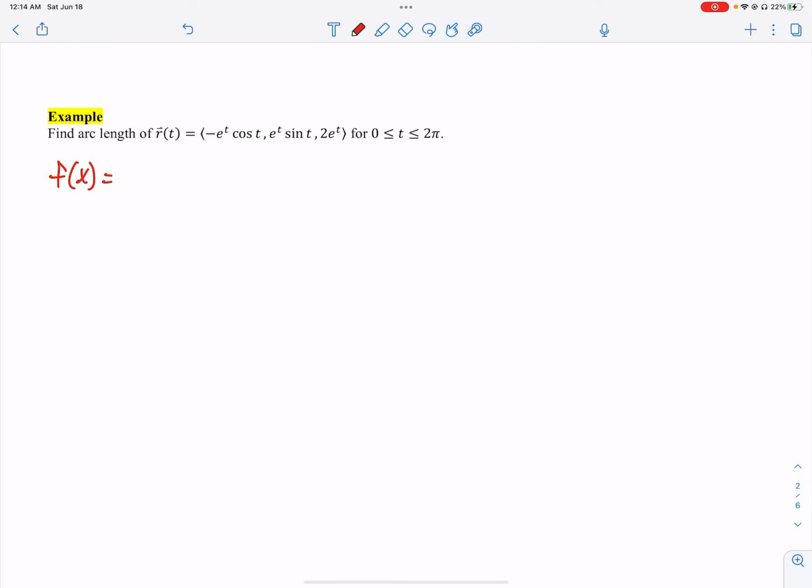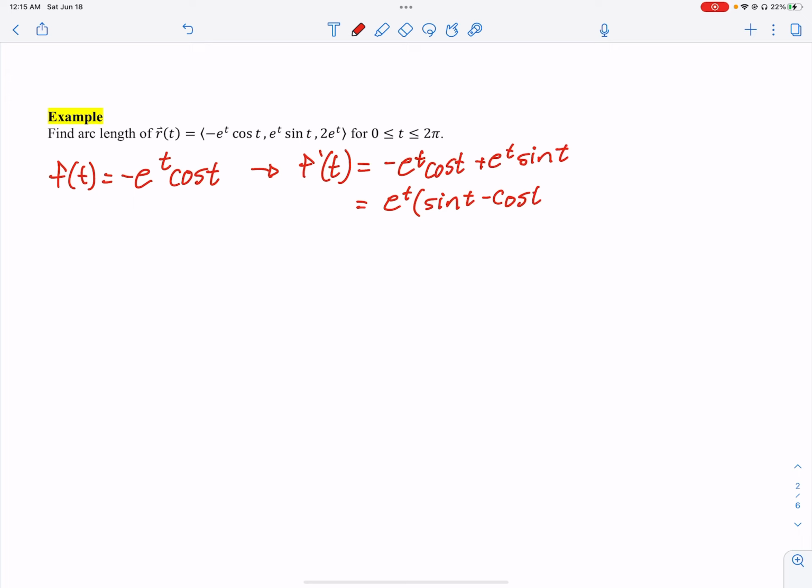F of t, in this case, is going to be e to the t cosine t, right? So f prime of t. This is the derivative of negative e to the t is negative e to the t cosine t. That's the first one. Then I leave the negative e to the t, and the derivative of cosine is negative sine, so I'm going to get a plus sine t. I'm going to factor out e to the t. The reason I knew not to do a negative is because only one of them is negative. And then I'm going to flip my sign, so I can put the negative with the cosine with the subtraction.